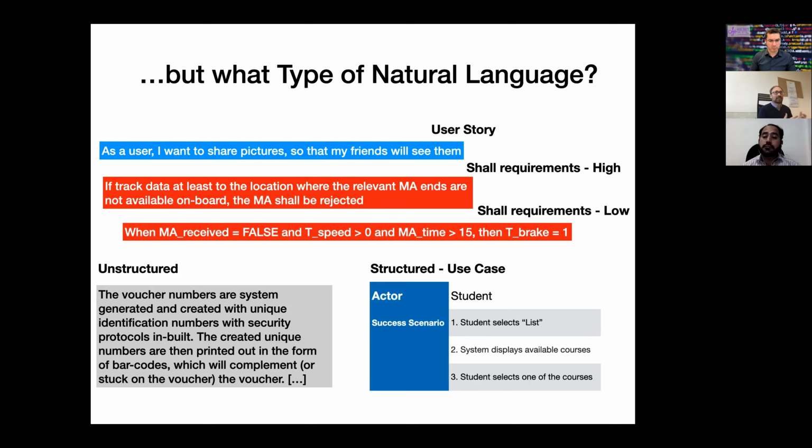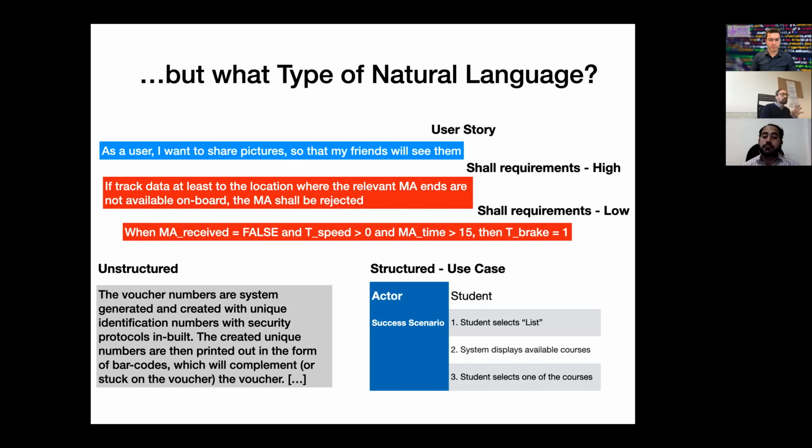Of course, it's very hard to understand if you don't have the domain knowledge that is required to make sense of these requirements. And you also have other different formats, for example, unstructured requirements, in which you have long paragraphs describing what the system is expected to do, or more structured use cases.